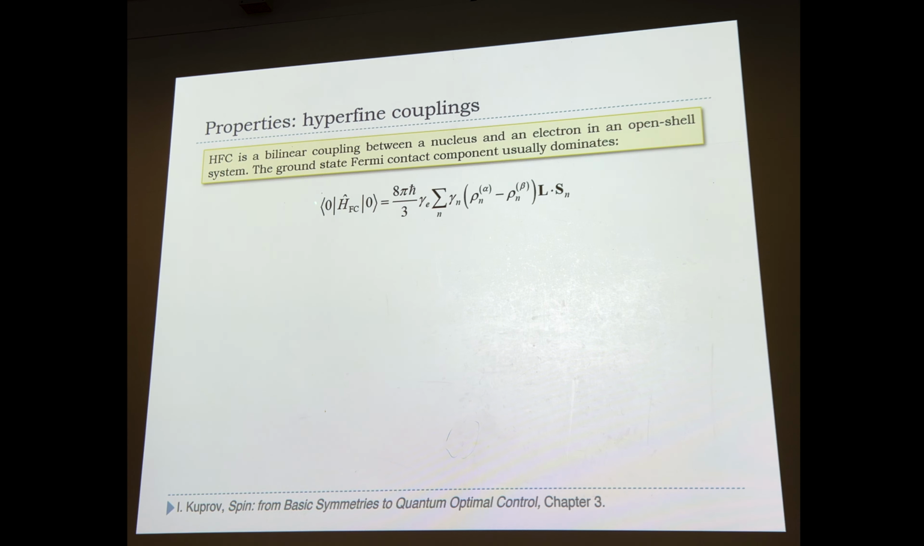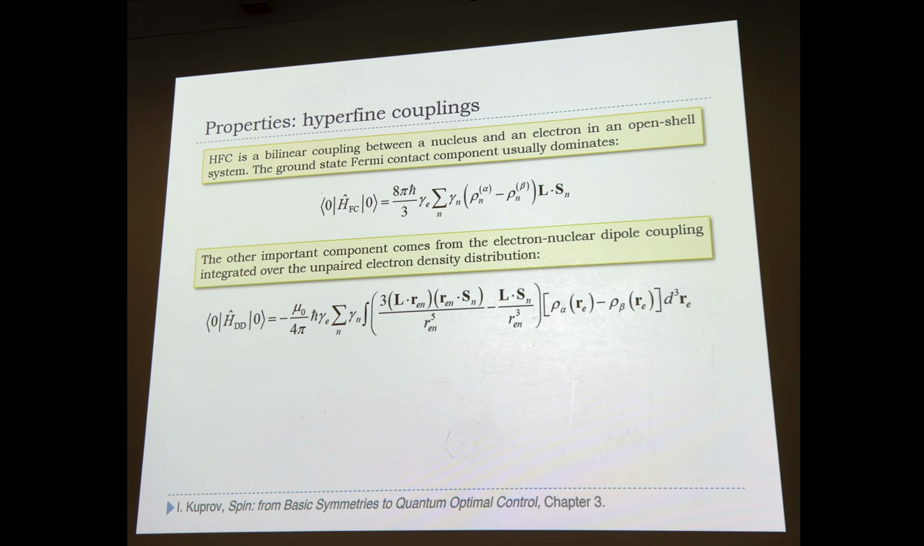That is called a Fermi contact interaction, and that's just a measure of the spin density of your electrons, so the density of beta minus the density of alpha, and then just the isotropic interaction between the nuclear magnetic moment and the electron magnetic moment. In this case, basically just spin.